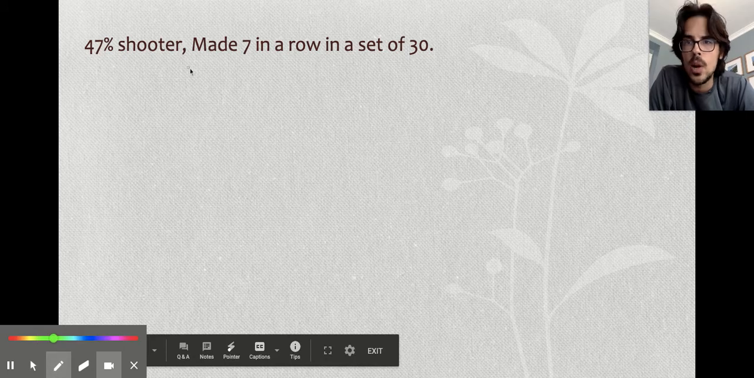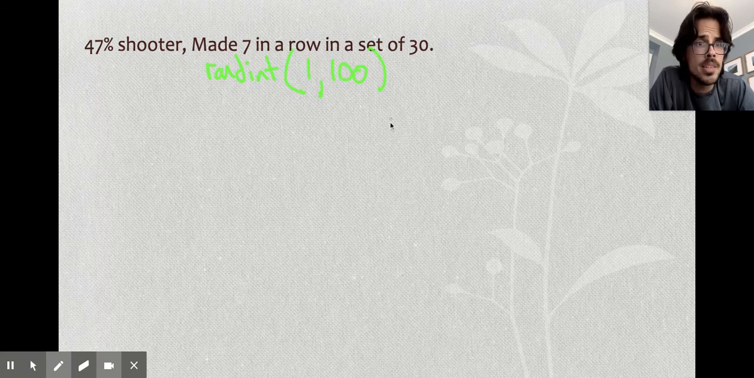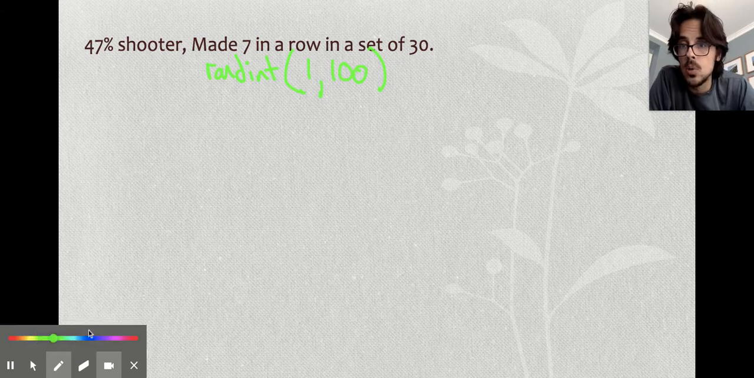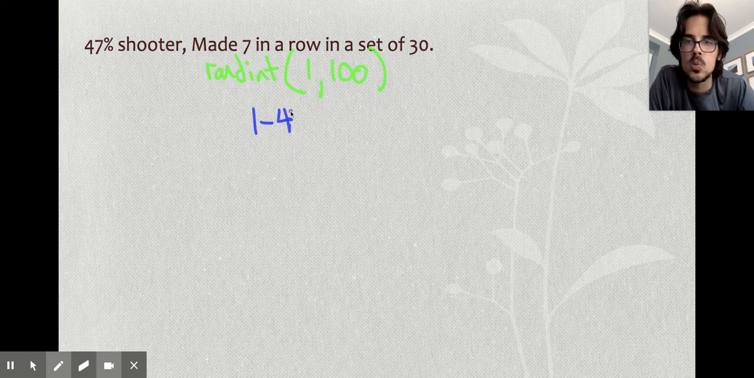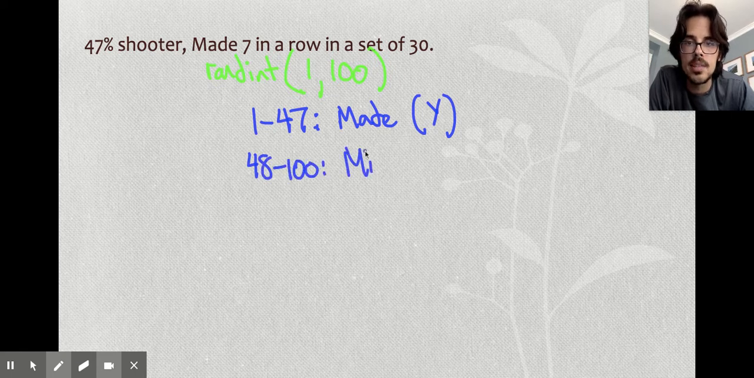For this problem, I want to do randint on the calculator. And when you do randint, your digits don't need to be the same size. So I'm going to go randint, and I'm going to do 1 through 100 right here. I'm basically trying to recreate a 47% shooter. So if I do a random 1 through 100, let's say the numbers 1 through 47 means that you made the shot. So I'll put yes for that. And then 48 all the way up to 100 means that they missed the shots.